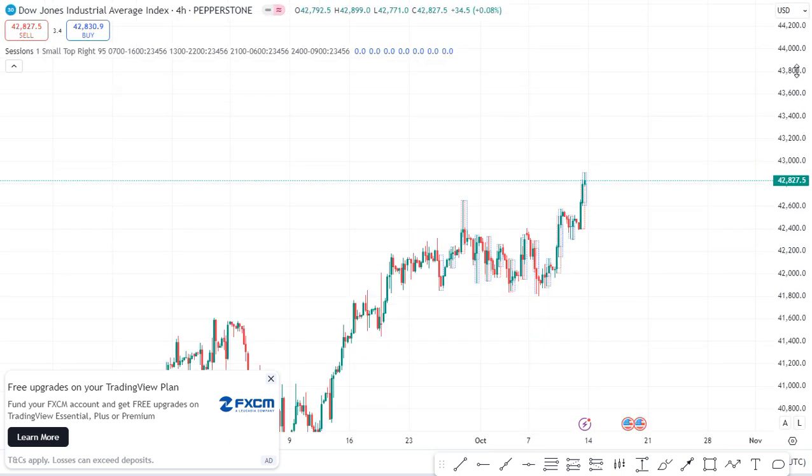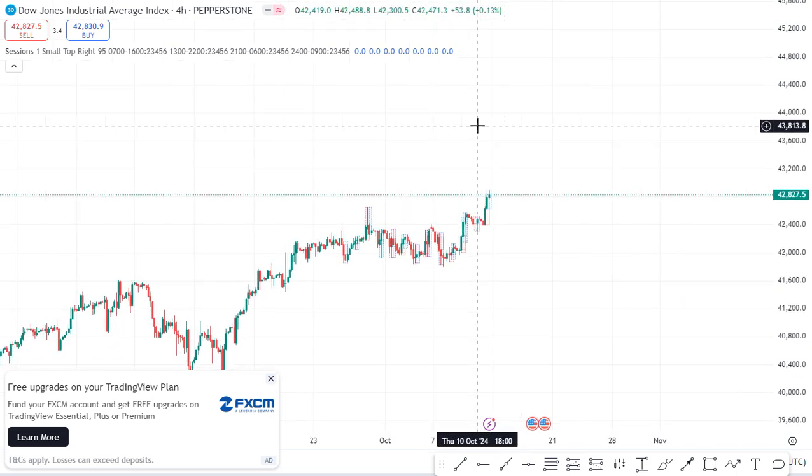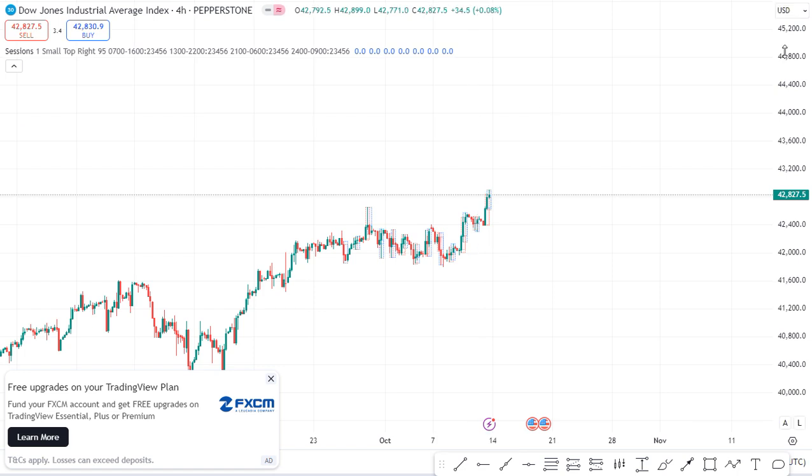Okay, we are going to start on US 30. As you can see, this is my chart for US 30, and we are starting from the 4 hour. The reason why I'm starting from the 4 hour is that I want to see the overall trend, and the best way to see the overall trend is from the high time frame.